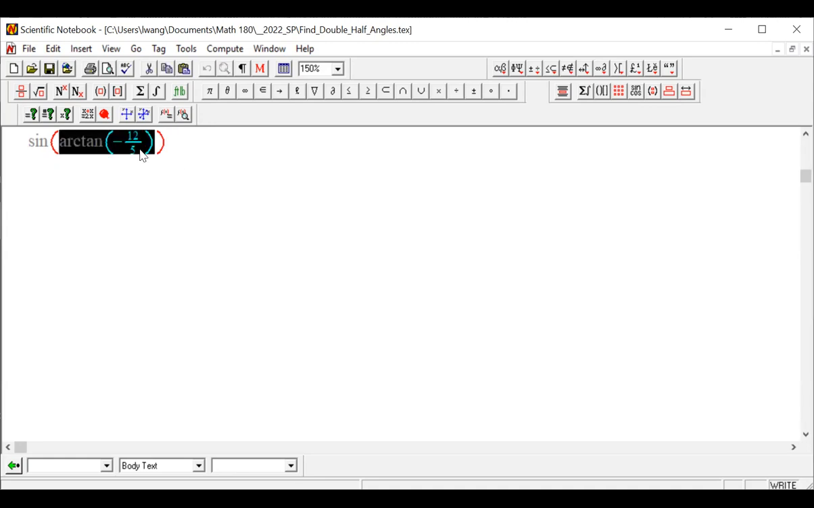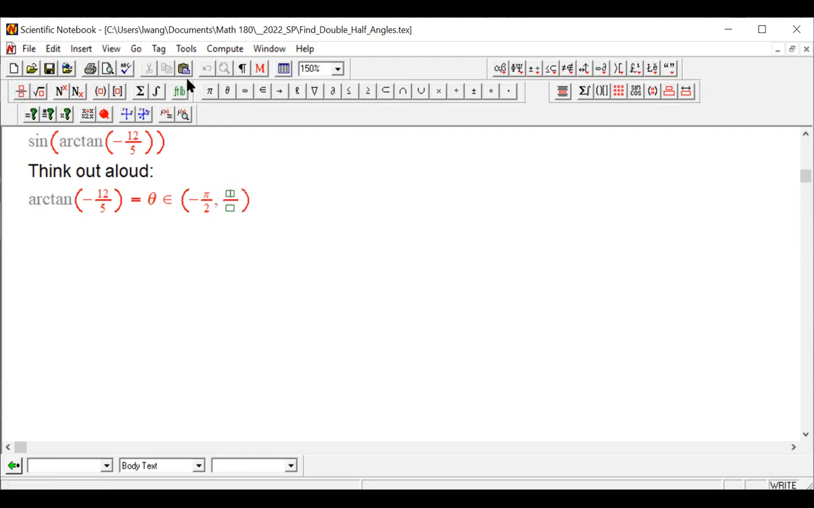Now, we have an arctangent. If we think out loud, we know that this piece is going to be an angle, and this angle has to be in the range of arctangent. What's the range of arctangent? It's -π/2 to π/2. Remember we talked about those things. So now it's application. Let's draw the picture.